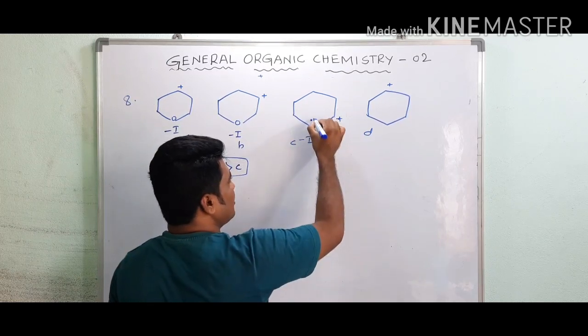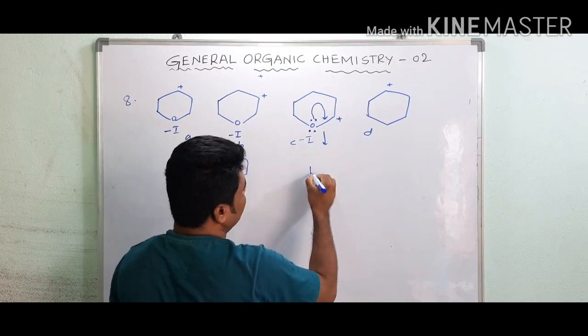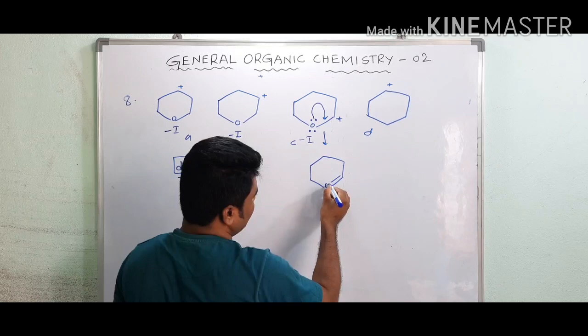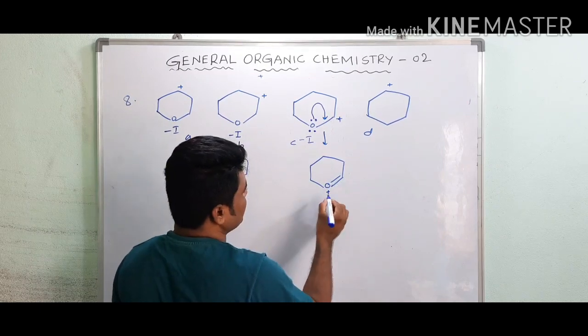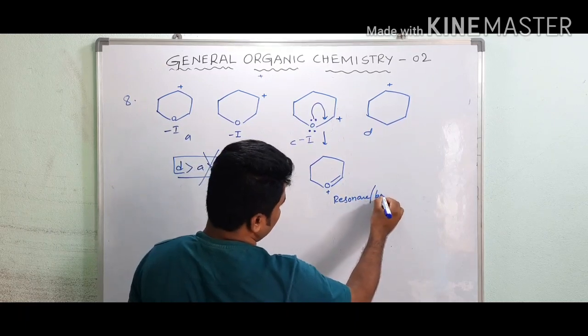See, this lone pair of electrons is given to this positive charge. Now the octet of this carbocation is complete. See here, now there is a double bond. It gets an octet. This is resonance stabilization. Resonance is also called back bonding.